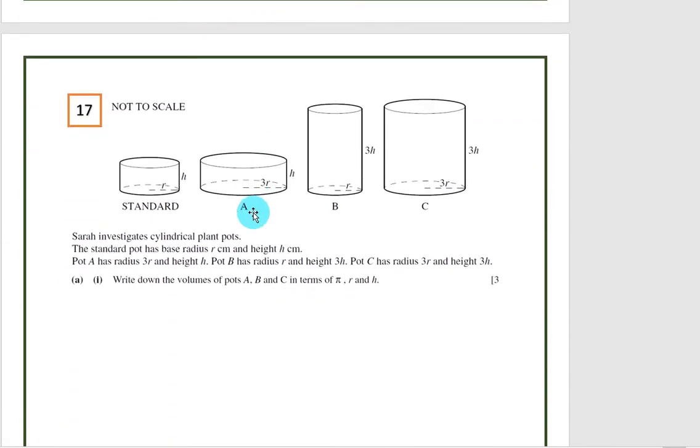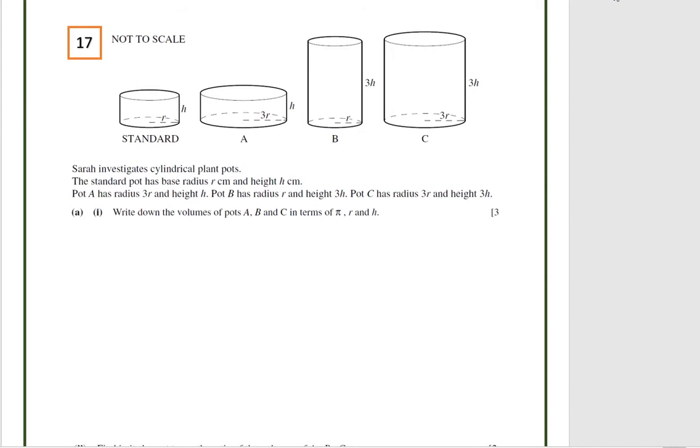Okay, let us go ahead to another question. Sarah investigates cylindrical plant pots. The standard pot has base radius r centimeter and height h. Plot A has radius 3r and height h. Plot B has radius r and height 3h, and plot C has radius 3r and height 3h, and of course this is the standard r and h. Write down the volume of the plots A, B and C in terms of pi, r and h.